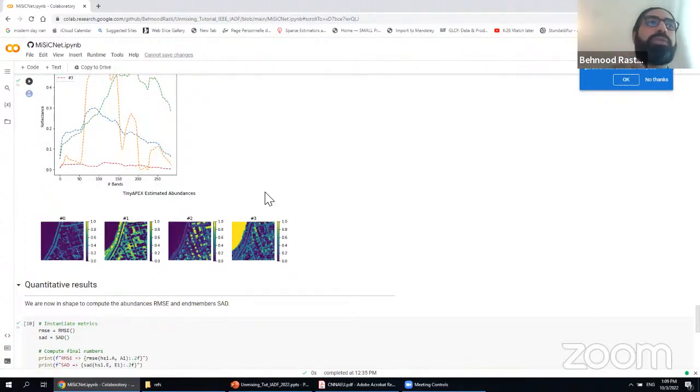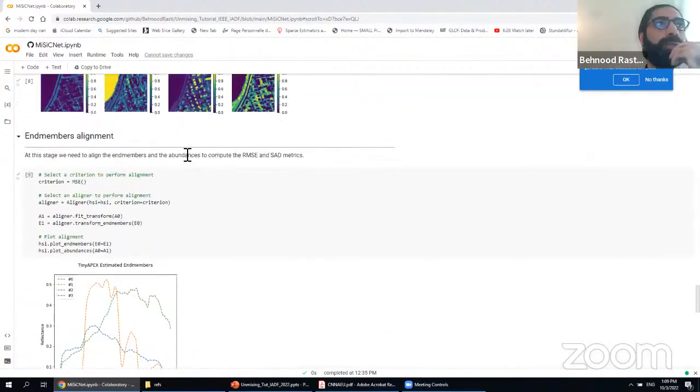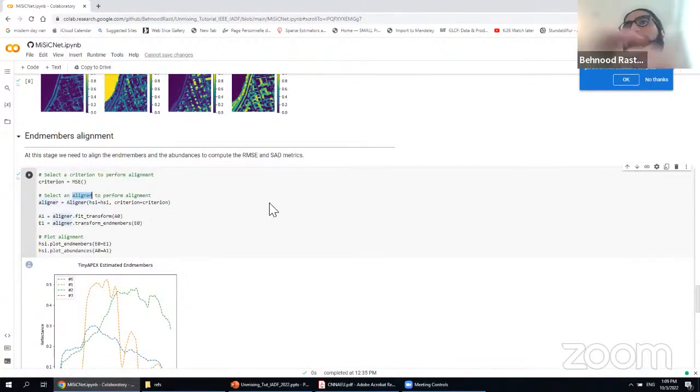So what we need to do is apply a kind of matching, which here we call aligner. In the literature it is often called endmember alignment. Basically you align the different endmembers, you find the best match to your ground truth, and then according to that, you compare the abundances as well. So this is very important in case you want to compare with ground truth.